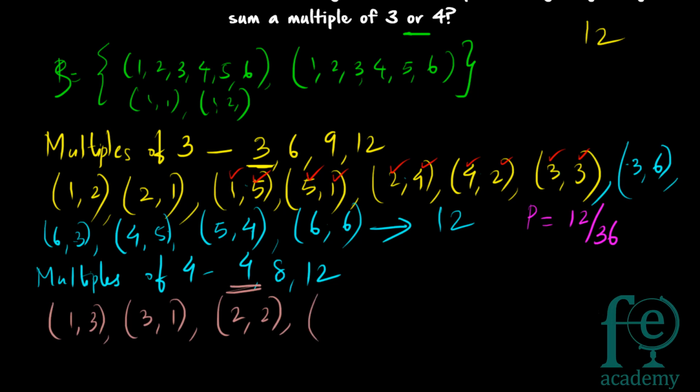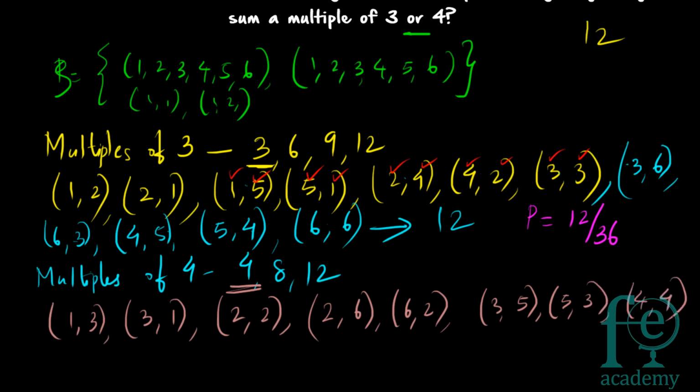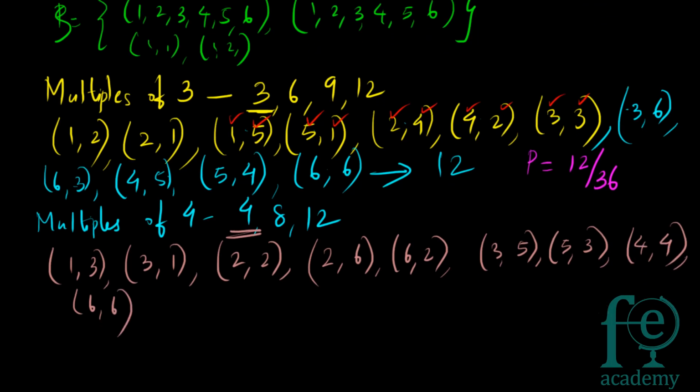Then how you can obtain 8? You can start from 1, 1, 7. It is not possible. The next is 2, 6 and 6, 2. Then 3, 5 and 5, 3. And last case is 4, 4. And what about 12? There is only one case, 6, 6. So how many favorable outcomes are there? Number of favorable outcomes is equal to 1, 2, 3, 4, 5, 6, 7, 8 and 9. So 9 is the number of favorable outcomes. So what is the probability? Probability will be equal to 9 by 36.